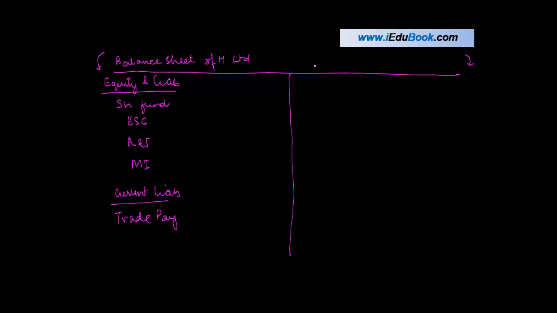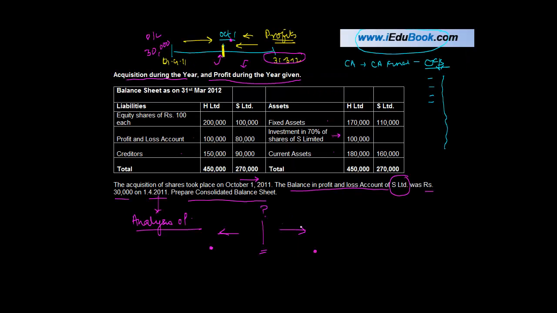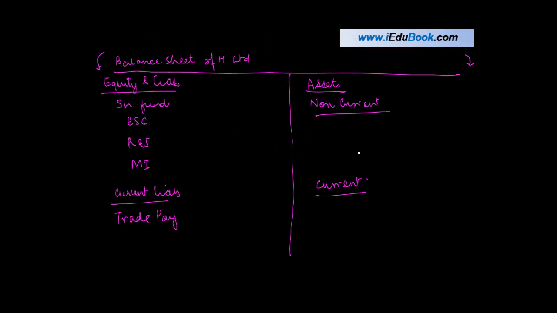On the asset side, what do I have? I have non-current assets and current assets. Now let's start moving with the numbers that are given to us. Fixed assets 170 and 110. Both of them taken together will be 280,000. So in the non-current assets, I will write fixed assets. And within fixed assets, I will have tangible assets.